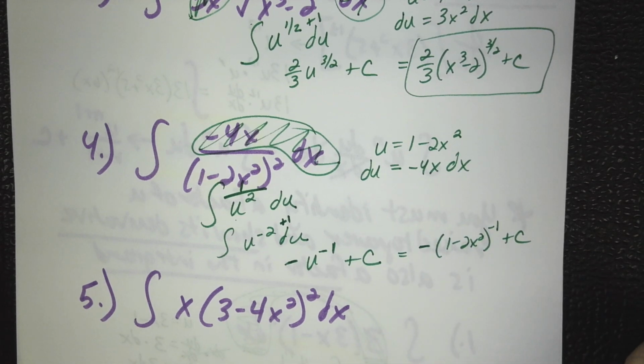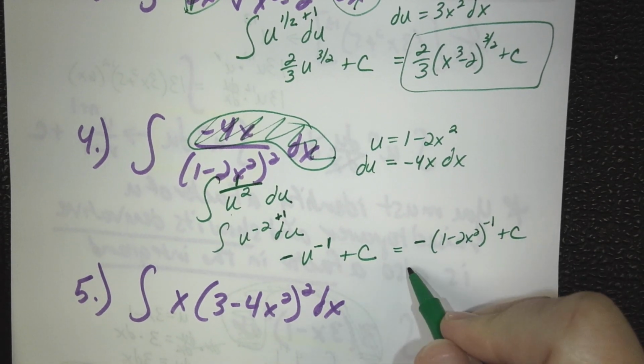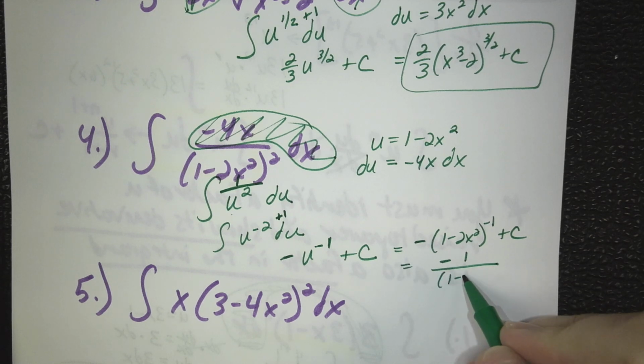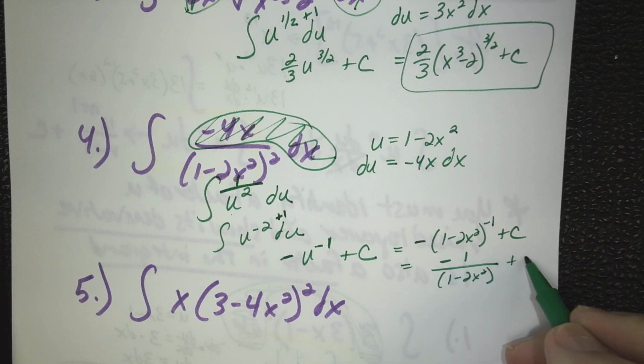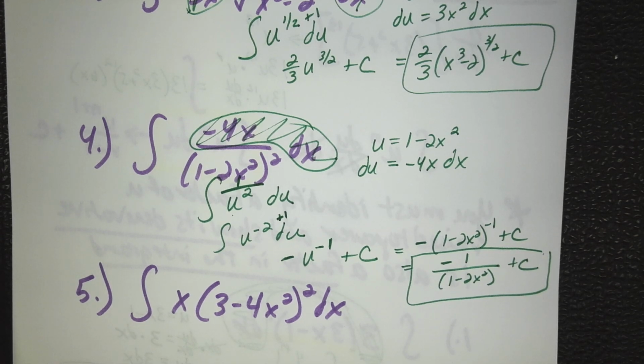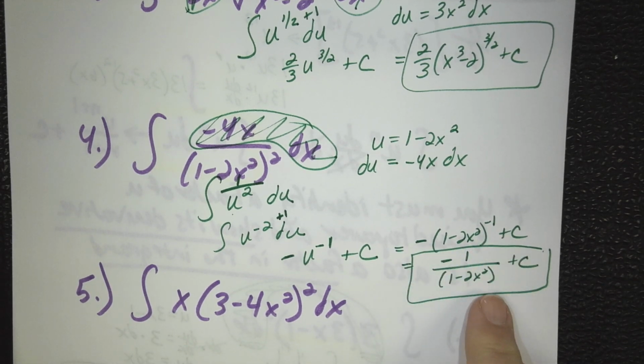You know I don't like it written that way. Yeah, so negative 1 over 1 minus 2x squared to the positive 1 plus c, or just leave it like that. Do you not distribute the negative across the bottom? No. You could, because it's to a power of 1 on the bottom, you could distribute the negative top or bottom, actually. You could, yeah.